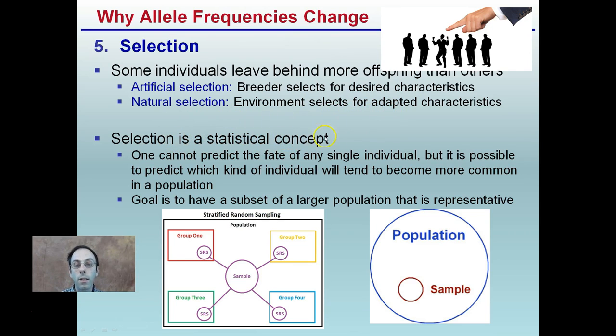Selection is a stats concept here in math. Basically, you have your sample, and you have a sample within a population. You're selecting for that one, in this case, particular individual. You cannot predict the fate of any single individual, but it's possible to predict what kind of individual will tend to become more common in a population. So it can't be for very specific reasons. The exact individual, as we kind of indicate here, well, the individual, we can probably determine what traits this individual might have. The goal is to have a subset of a larger population that is representative, pulling from each of the groups here to get our sample.